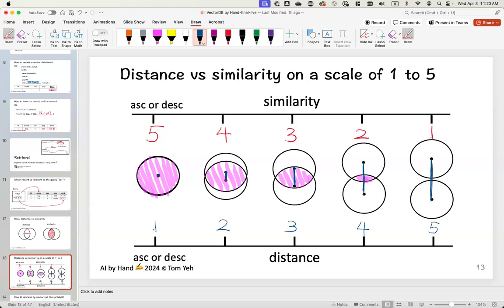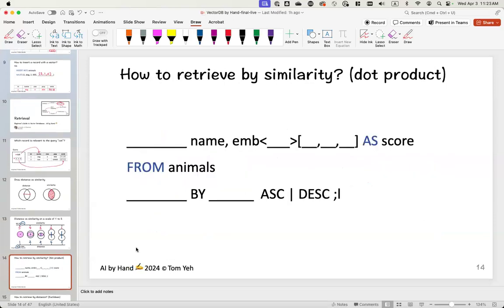Once you see this, I would like you to think about the sequence, the ordering. There are two different ways these numbers can be ordered: ascending or descending. In this case, 5, 4, 3, 2, 1. Is it ascending or descending? As you can see, it is descending. For the distance, on the other hand, the ordering is 1, 2, 3, 4, 5, which is ascending. Once you see this difference between the two, you could probably answer my next question, which is how can we retrieve by similarity?